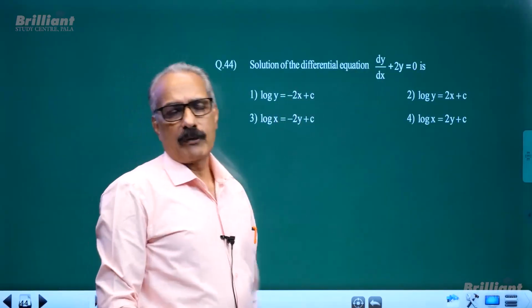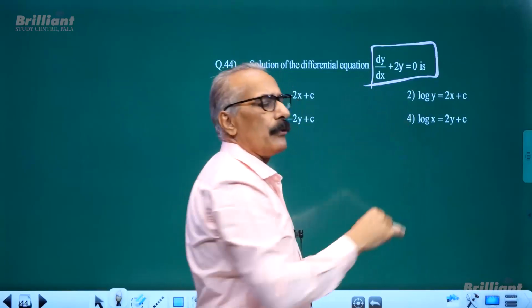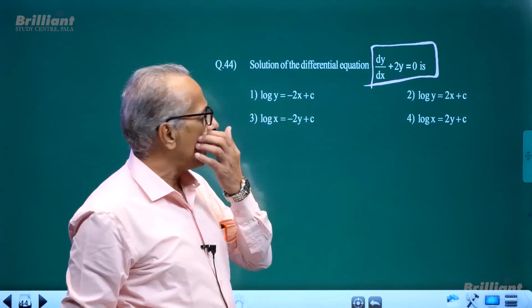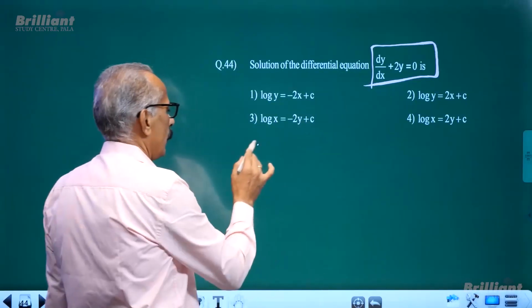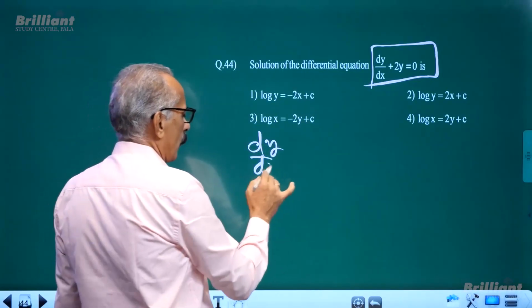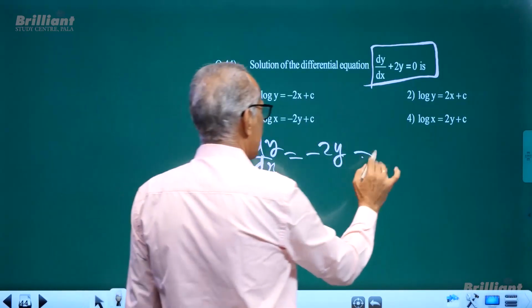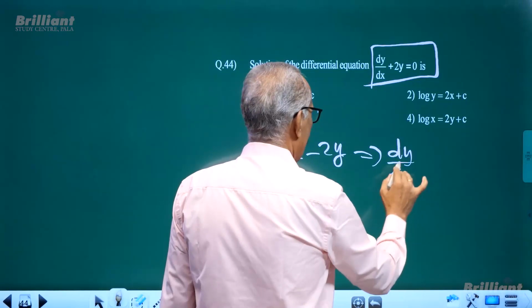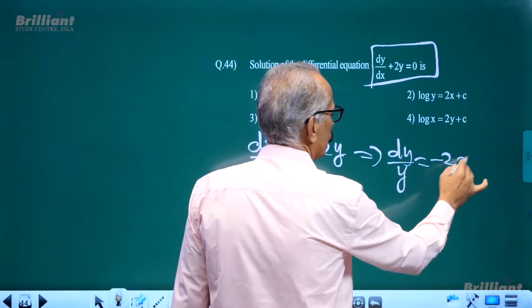Solution of the differential equation. Similar question. Look, this is really variable separable. You can solve it as linear also, whatever you like. I prefer to do it as variable separable. So dy by dx is equal to minus 2y. Take this y to the left side, dx to the right side. So dy divided by y is equal to minus 2 dx.